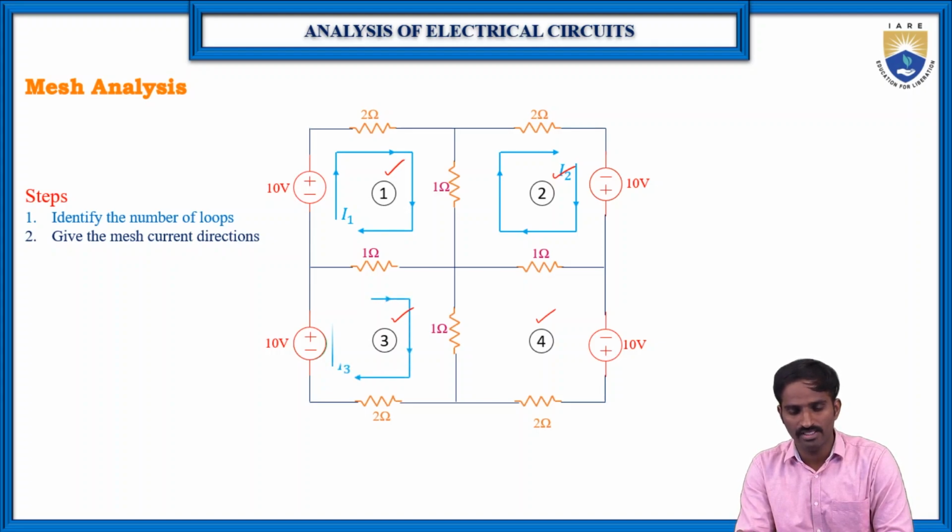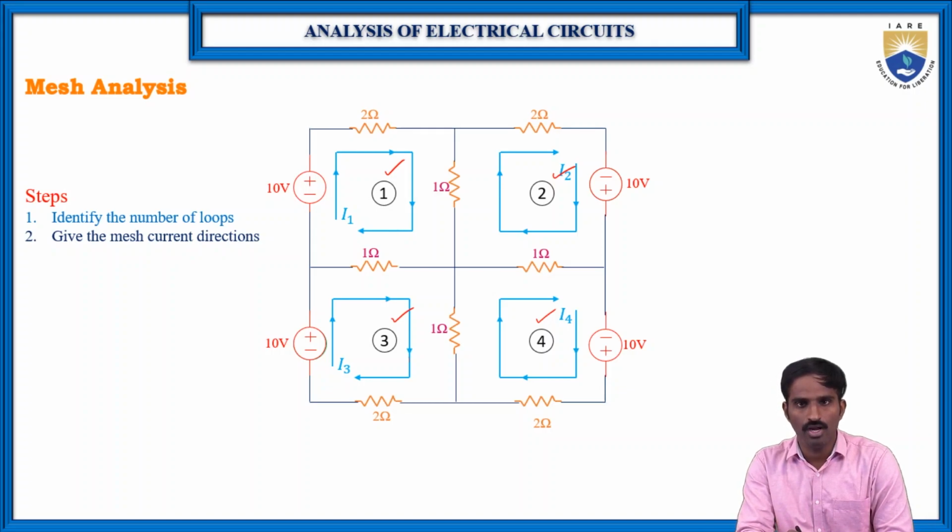And then coming to I3. In loop 3, the direction of the current is also from plus to minus. And I4 is the same, which means in all the loops the direction of the current is in the clockwise direction, which is based on the polarities of the voltage sources.